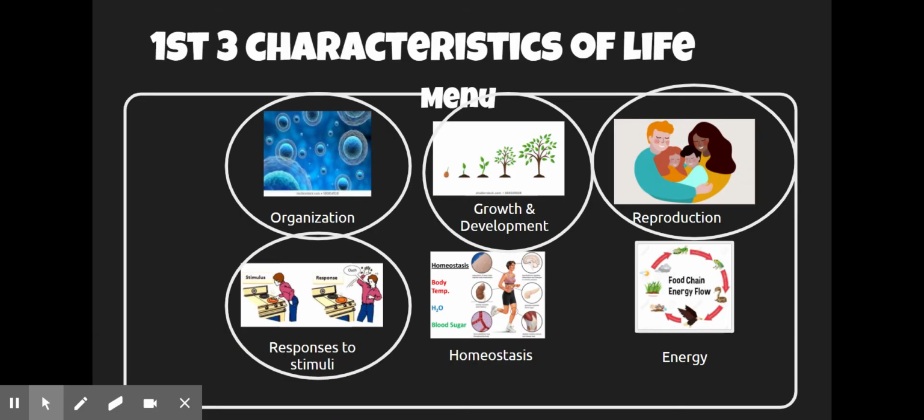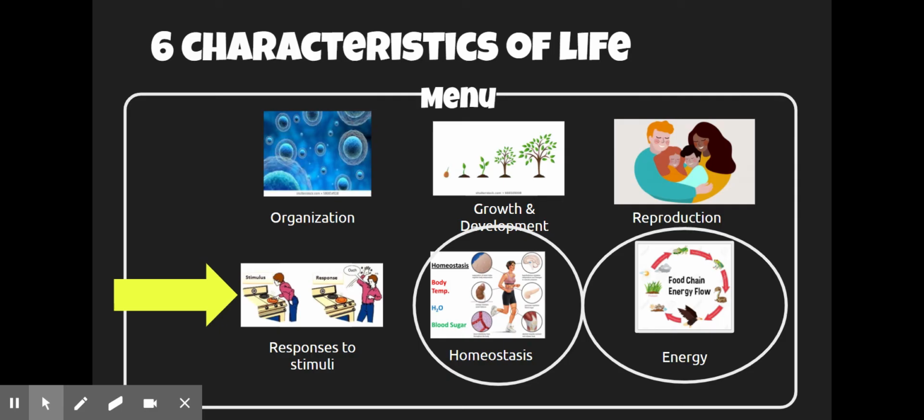All right, so at this point, you should know that all living things are organized, all living things grow and develop, all living things reproduce, and all living things respond to stimuli. The next characteristic we're going to be learning about is a little difficult to understand, and it is called homeostasis. And then lastly, we'll learn about using energy.